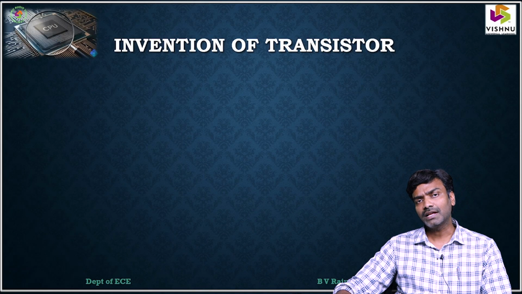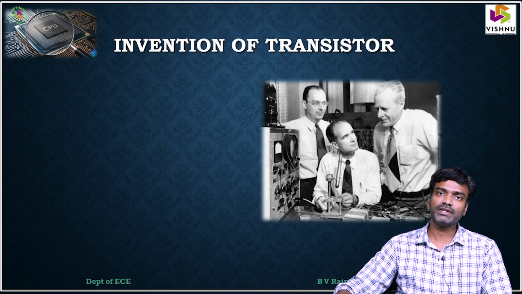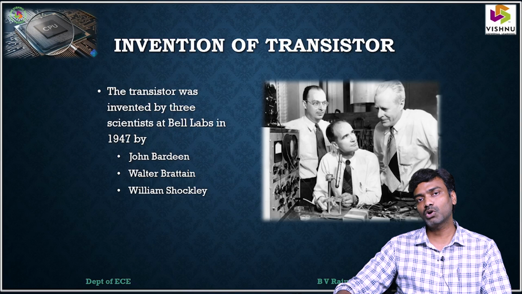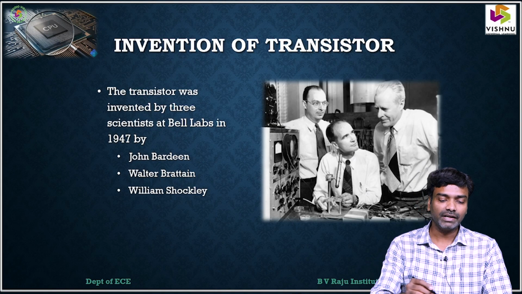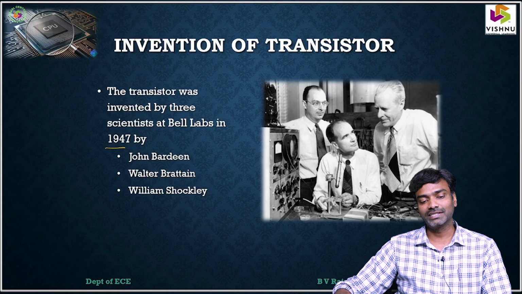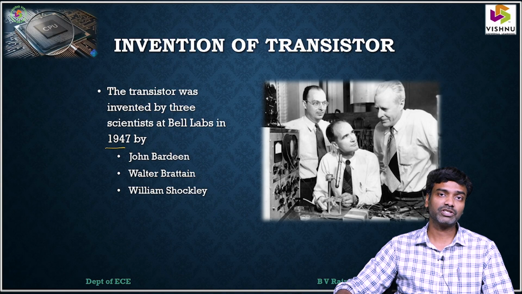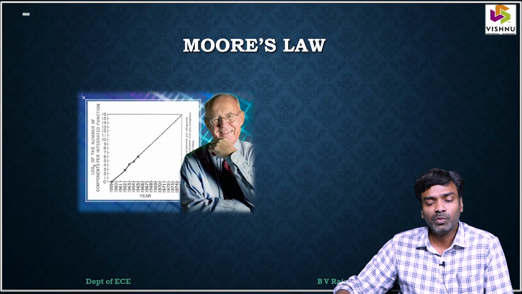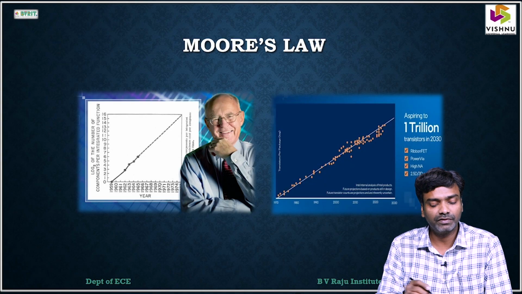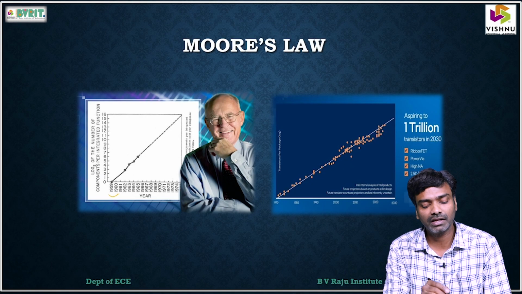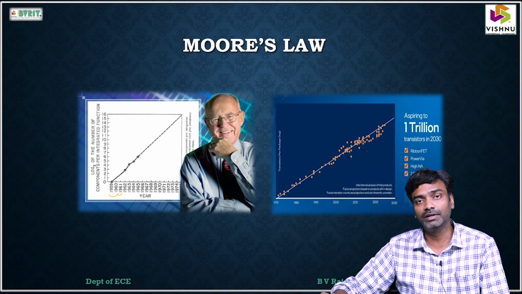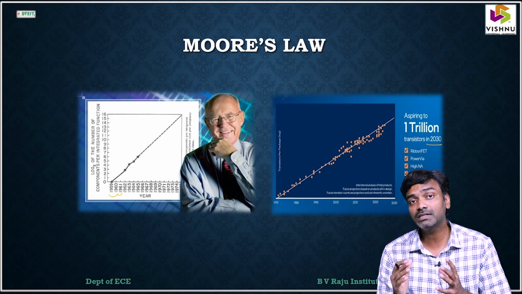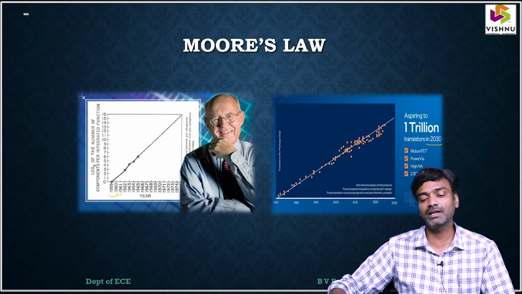Coming to the transistor. The transistor was invented by three scientists, William Shockley, Bardeen and Brattain, in 1947 at AT&T Bell Laboratories. After the invention of the transistor, the semiconductor industry has been revolutionized, and the miniaturized electronic components which we enjoy are because of the transistor. Gordon Moore predicted that every year, the number of transistors manufactured in a chip would double. So by 2030, we expect trillions of transistors to be manufactured in a single IC, integrated circuit.